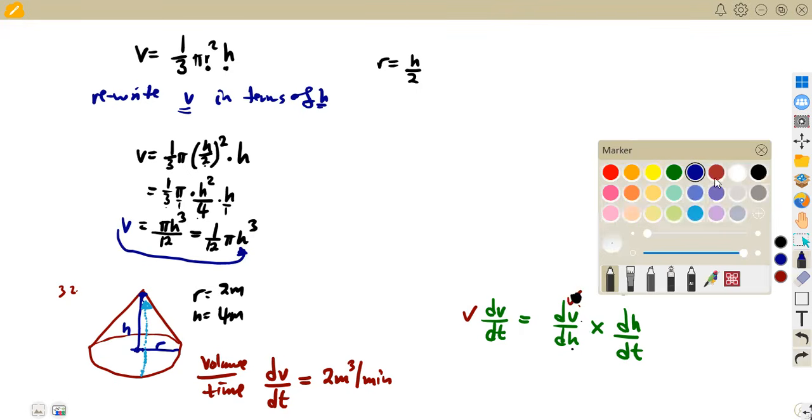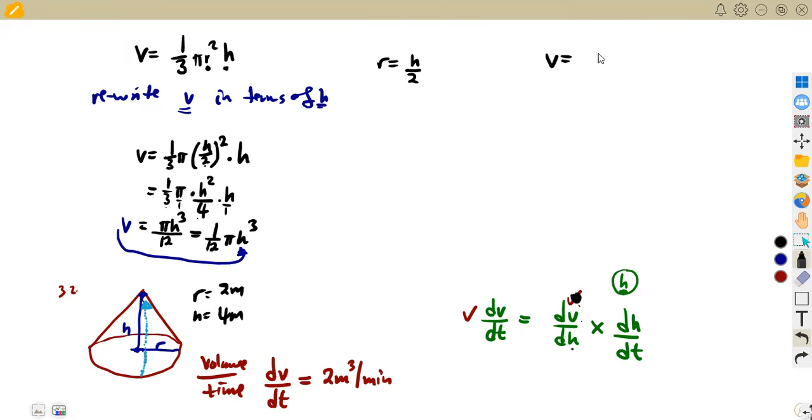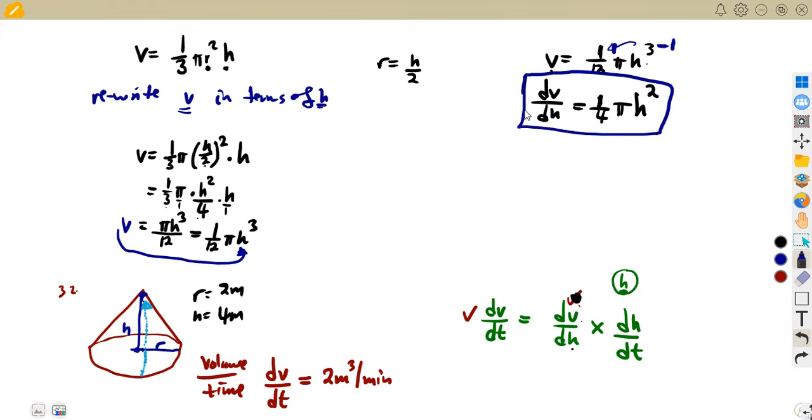So now knowing that our volume is equal to 1 over 12 pi h cubed, let us find our dV/dh, that is the derivative of volume with respect to h. Remember, here we differentiate, we drop the exponent. So it is going to be 1 over 12 times 3, which gives 1 over 4 pi. Remember, after this, you subtract 1, so 3 minus 1 is 2, so that is h squared. So this is the expression for dV/dh.